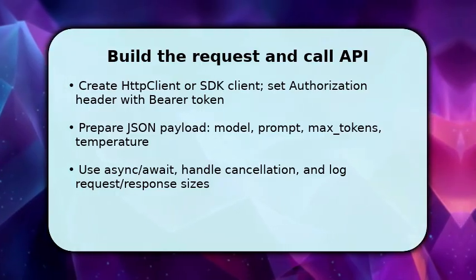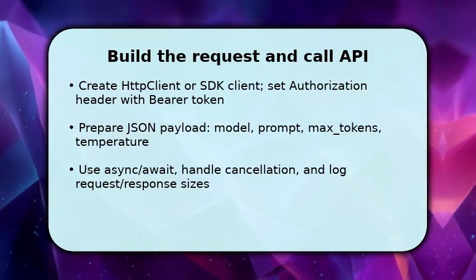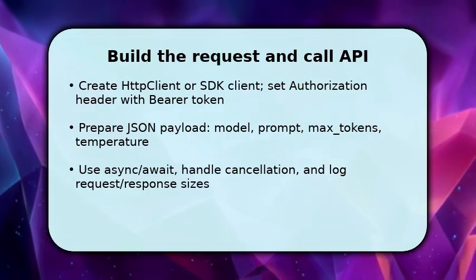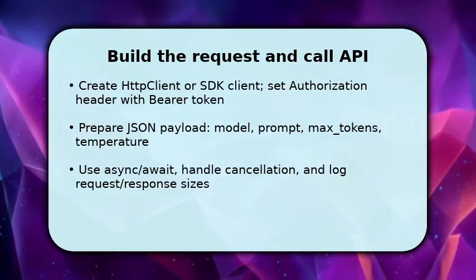Next, construct the JSON payload with model name, prompt text, max tokens, and temperature. This controls cost and randomness.